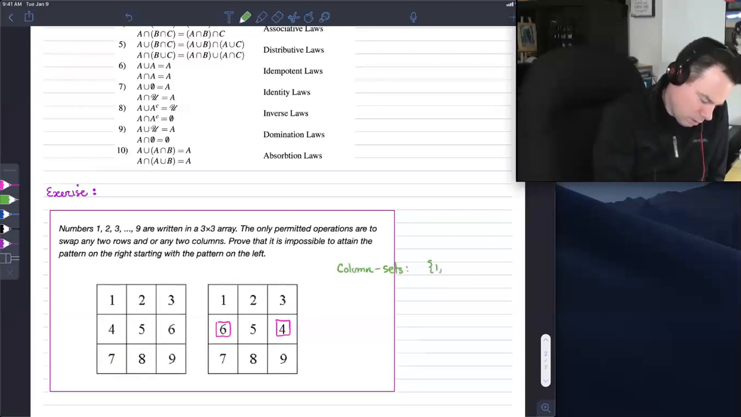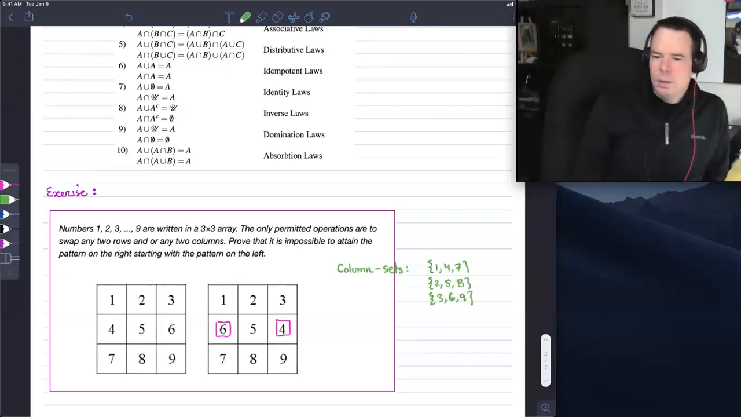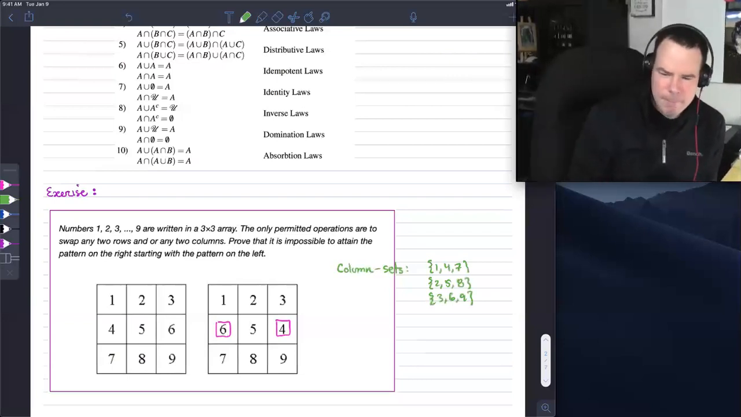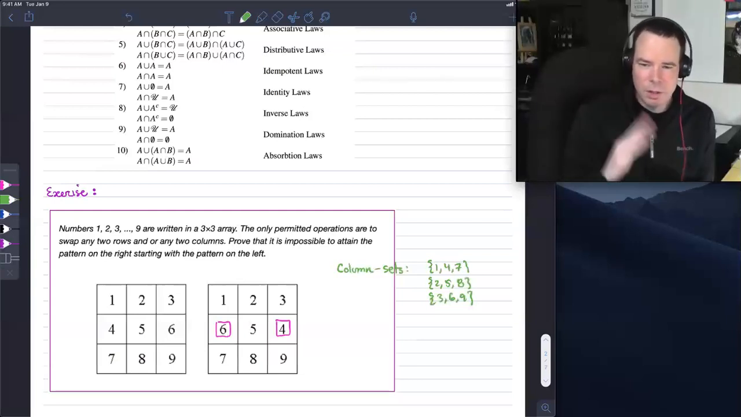So we've got a column set 1, 4, 7. We've got another column set 2, 5, 8. And we've got another column set 3, 6, 9. If we swap two rows, let's say I swap the first row and the second row, all that does is it keeps all the numbers in the same columns. It's just rearranging how they appear in the columns. So those column sets don't change. 1, 4, and 7 are still in the same column. 2, 5, and 8 are still in the same column. 3, 6, and 9 are still in the same column. Similarly, if I rearrange columns, those column sets are going to be the same. And that's a little bit more clear because if I just switch columns around, I'm just moving the physical columns around, but the set of objects in each of those columns is the same.